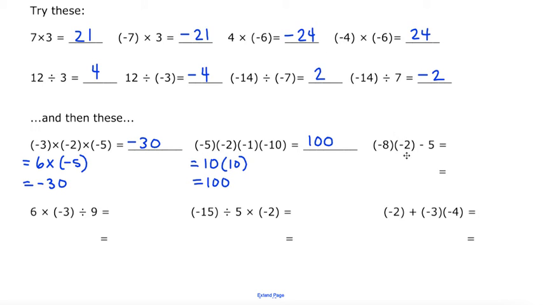Moving on, we need to make sure that we follow BEDMAS when we have more than one operation in an equation or an expression. I'm starting with my multiplication. Negative 8 times negative 2 is positive 16, and 16 take away 5 is 11. So we have to do the multiplication first before we can do our subtraction.